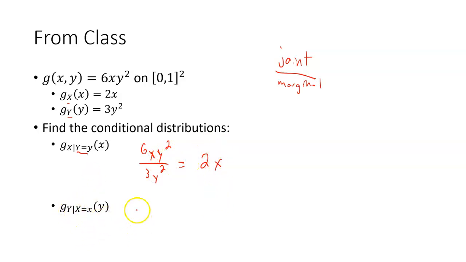The other way around, I start with the joint distribution. I now know something about x, so I'm going to divide by 2x, the marginal distribution of x. And we end up at 3y squared. So that's how we go about it from a PDF perspective. Now you may also look at this and say, hey, we got 2x and 3y squared. That's kind of where we started.